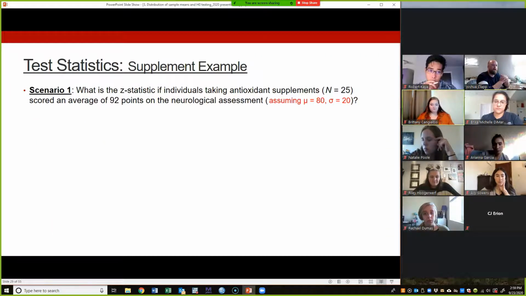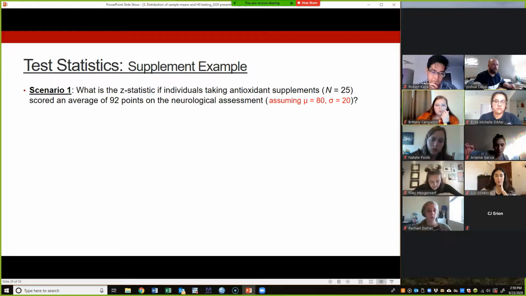All right. So I'm going to take this and pull it together in our supplement example. We've got a couple of scenarios. One, what is the Z statistic for individuals taking antioxidant supplements? My sample of 25 scored an average of 92 points on the neurological assessment, assuming a known mean and standard deviation of this test of 80 as the mean and a standard deviation of 20. So I run my test. I've got 25 older individuals who've been taking antioxidant supplements for 6 months. They take my evaluation and they end up with an average score of 92.